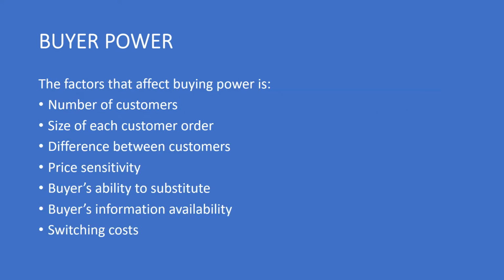And the factors that determine the buyer power are the number of customers, the size of each customer order, the difference between customers, price sensitivity, buyer's ability to substitute, buyer's information availability, in other words, information failure, and switching costs.